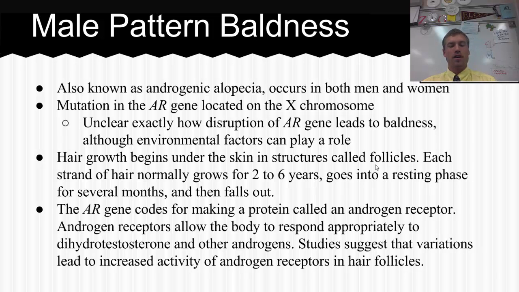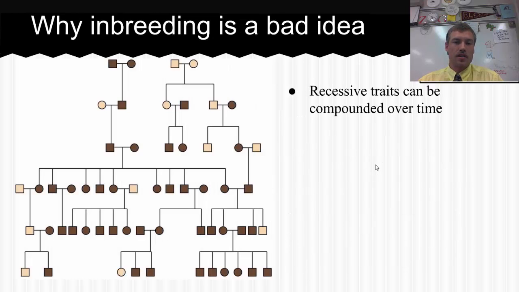However, if there is a mutation in the AR gene, it tends to increase the activity of the androgen receptors, and high levels of androgen have been associated with hair loss. So again, they're not exactly sure how that works, but they are kind of working it out. So kind of an interesting thing.